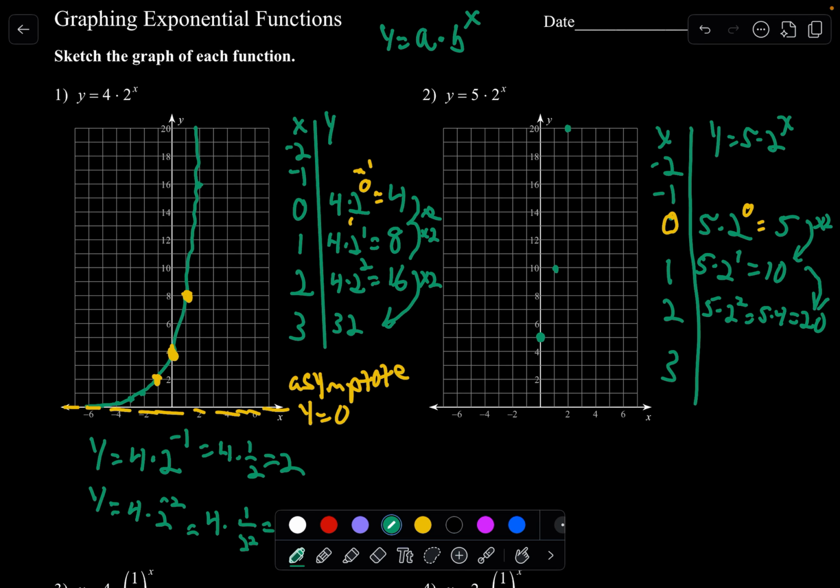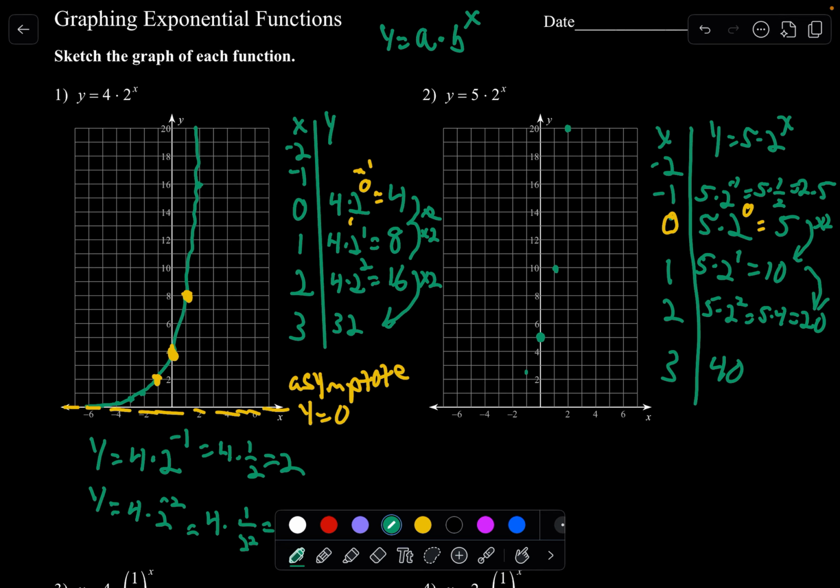Okay, so if you went to 3, it'd be at 40, which is well off our graph. Now going into the negative side, you have to remember negative exponents. Use your calculator. 2 to the negative 1 is actually 1/2. So that's 5 times a half, which is 2.5. So at negative 1, we're at 2.5.